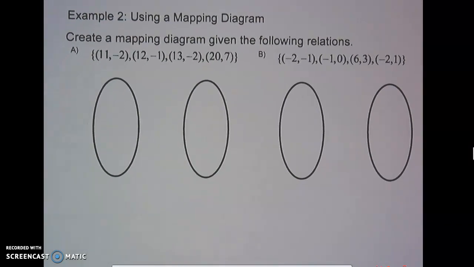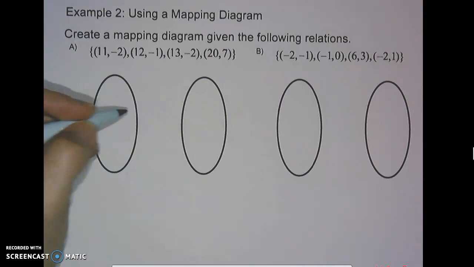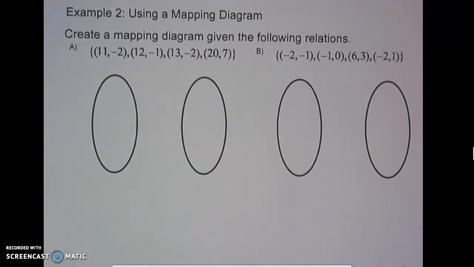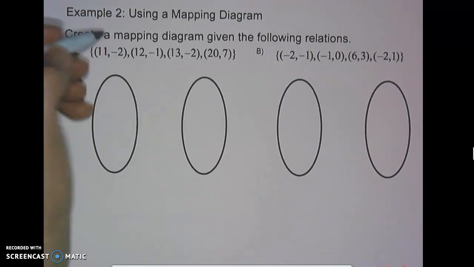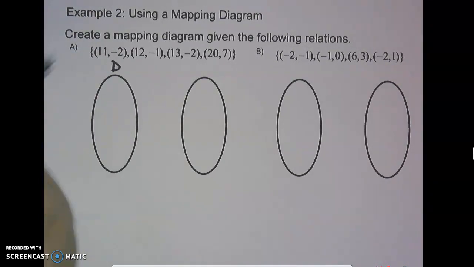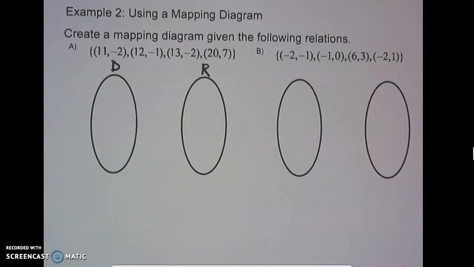way to model these. So we can use what's called a mapping diagram. And for a mapping diagram, you're going to be given a relation, a set of ordered pairs, and then we're going to have to write our domain and our range. And you're going to see two ovals here. Sometimes you might see them as rectangles, and that's fine. But the domain is going to be the left bubble, and the range is going to be the right. And this goes along just with our domain is the X's. It comes first. It's on the left, and range is the Y's. It's on the right. All right.